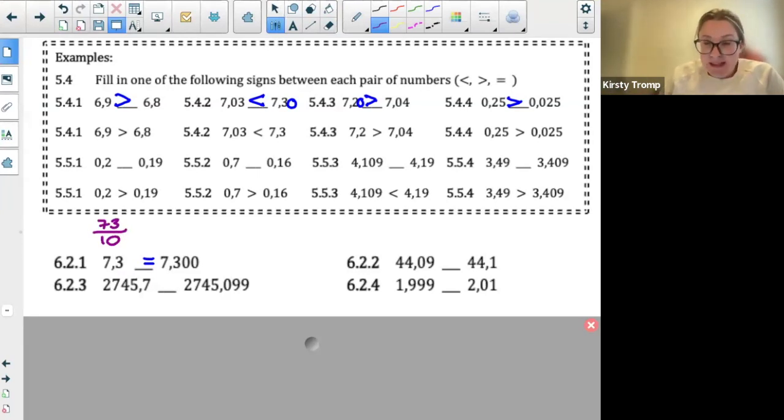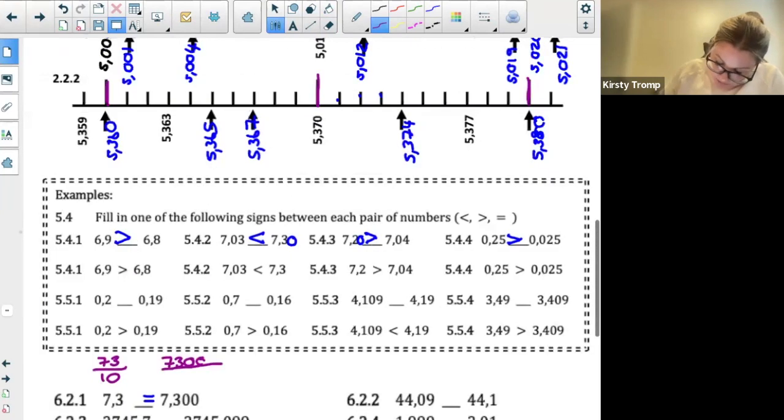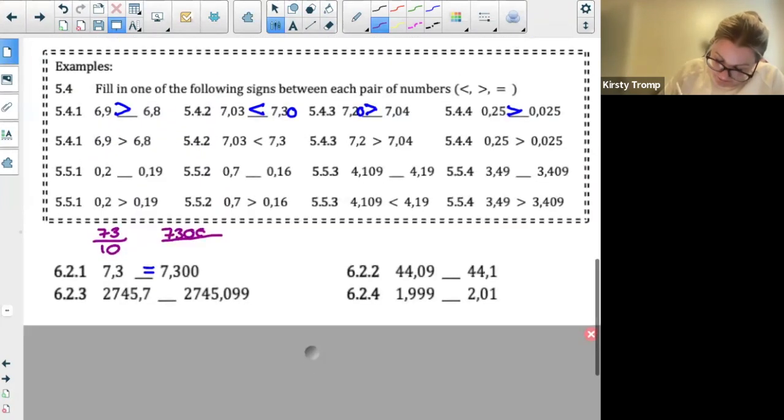Okay, we know it's 73 over 10. And 7,3 with all those zeros is the same thing as saying 7,300 over, oh, sorry, guys, over 1,000 because it had 3 decimal places. Okay, so those are the same things.